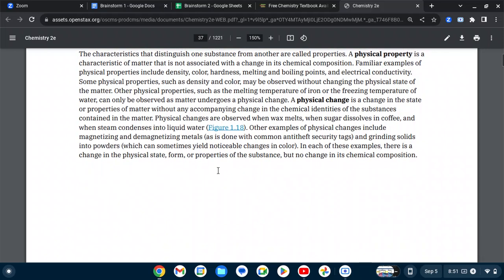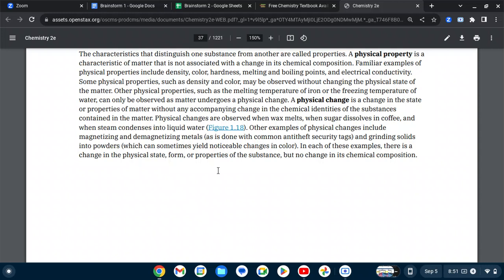The characteristics that distinguish one substance from another are called properties. A physical property is a characteristic of matter that is not associated with a change in its chemical composition. Familiar examples of physical properties include density, color, hardness, melting and boiling points, and electrical conductivity. Some physical properties, such as density and color, may be observed without changing the physical state of the matter.